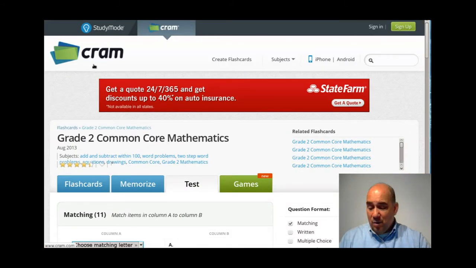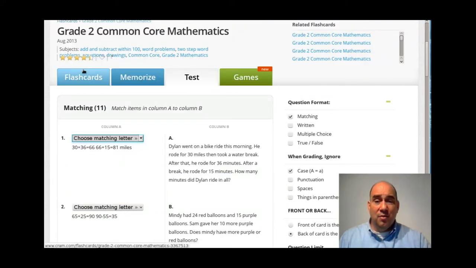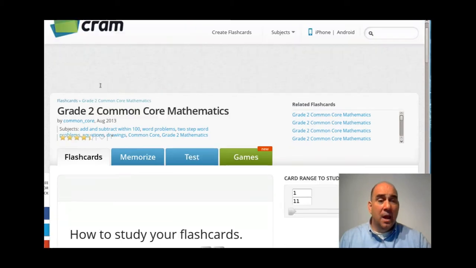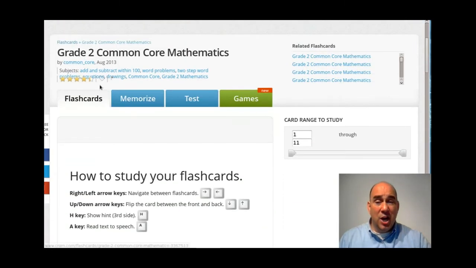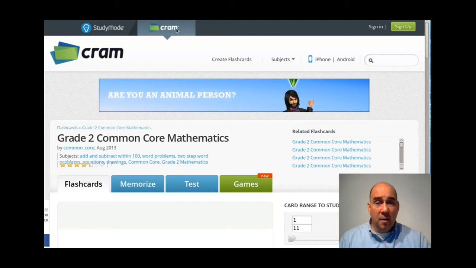Here's another one that I really do enjoy. It used to be called Flashcard Exchange. They've now changed their name, and apparently they've got a little more money. They're now called cram.com, and here you can find flashcards from all over the place. There are flashcards upon flashcards upon flashcards here, and these flashcards can be shared.